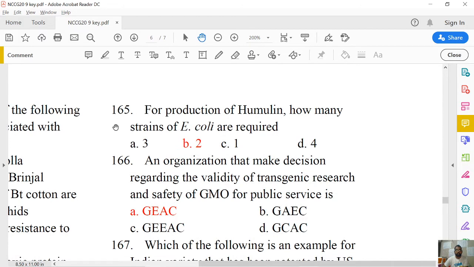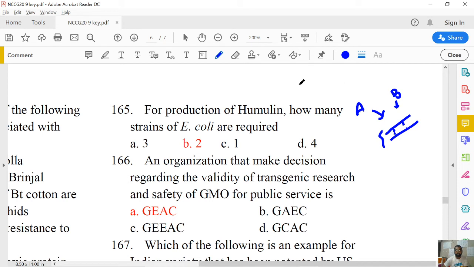The production of humulin is nothing but the production of human insulin. How many strains of E. coli are required? Actually, the A chain and B chain are separately produced from two different strains of E. coli. Later, they are isolated from the corresponding E. coli and joined by disulfide bonds. That's how the production of the insulin will be.